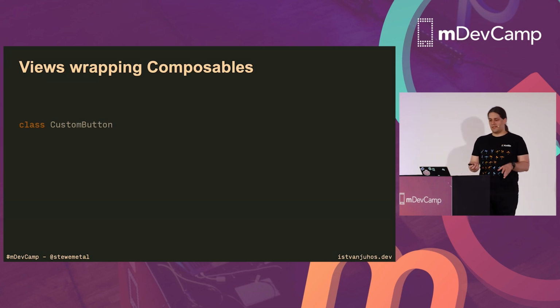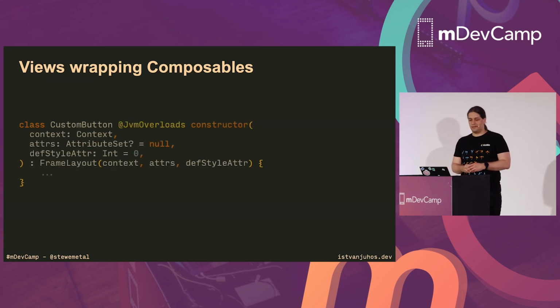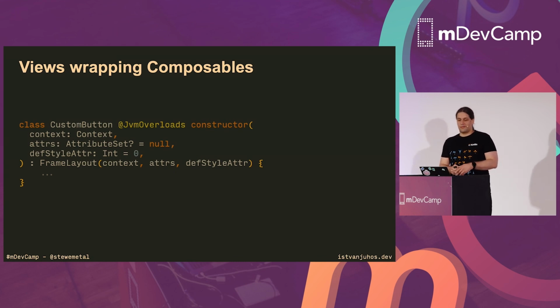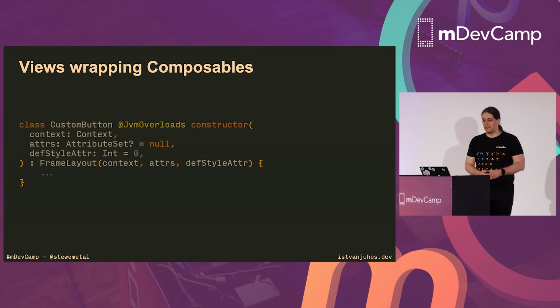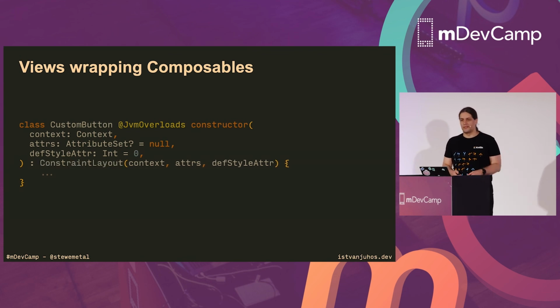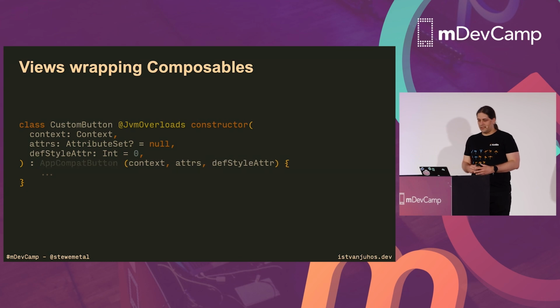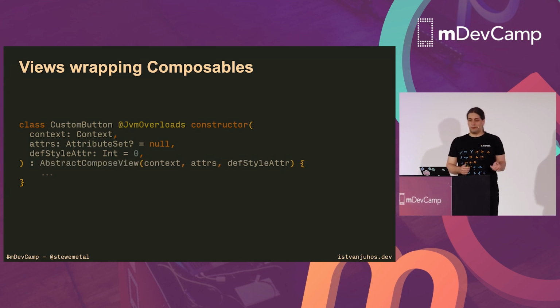Let's implement a custom button, which might look like this on the constructor level. And as a custom button, previously, you could implement it in any number of ways. It can be a frame layout, it can be a constraint layout, it can be a button, of course, by itself. But let's change this implementation into an abstract Compose view, and let's see what we can do with this idea.